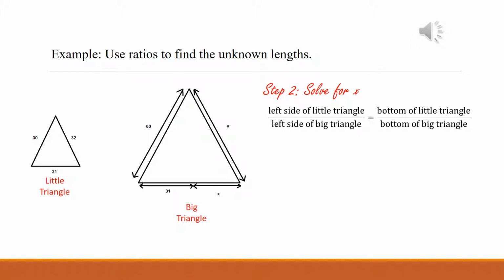Now what you need to do is go ahead and plug in what those numbers are. So plug in what you know the left side of the little triangle is and the left side of the big triangle, and then what you know the bottom of the little triangle is, and then for the bottom of the big triangle you're going to have a sum. So it's going to be 31 plus x.